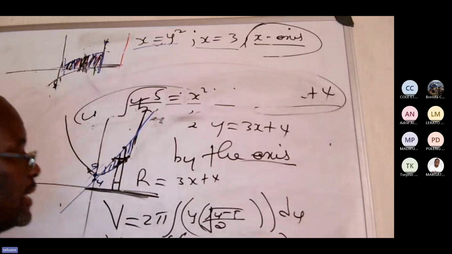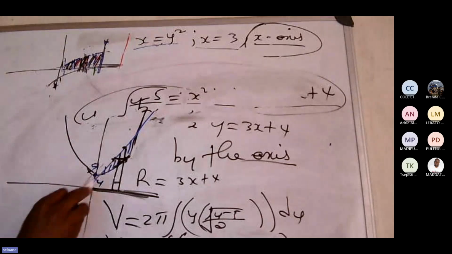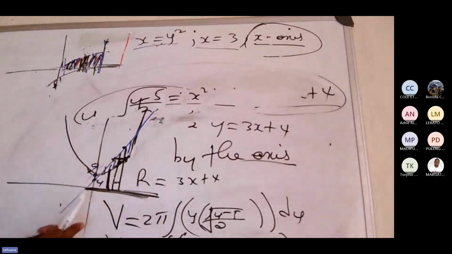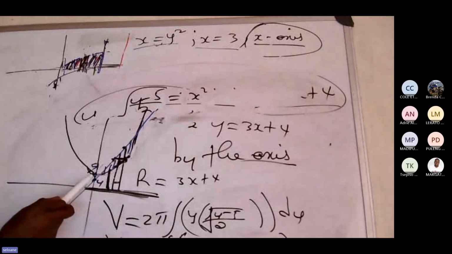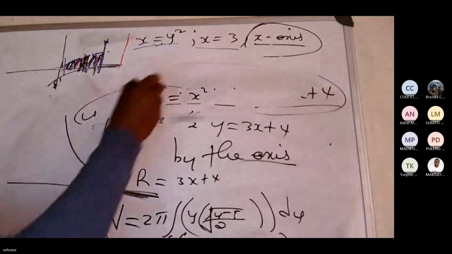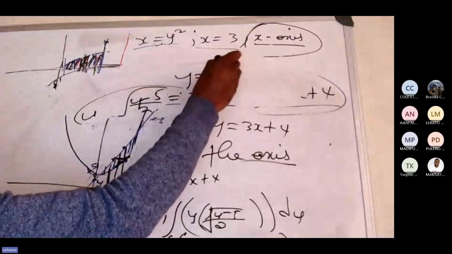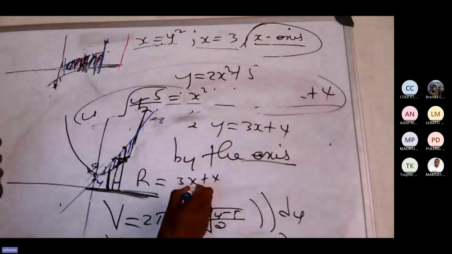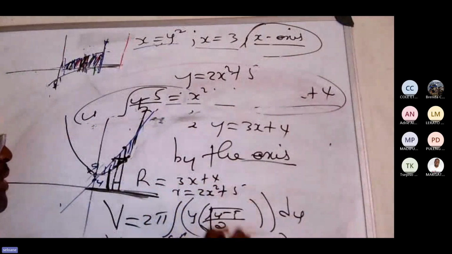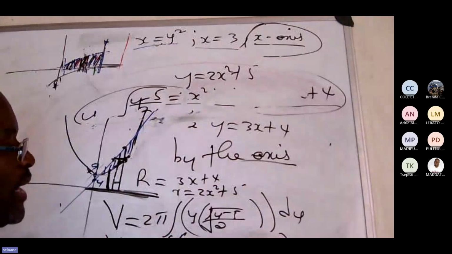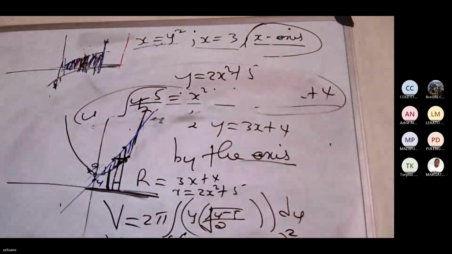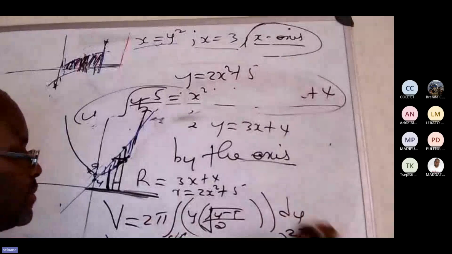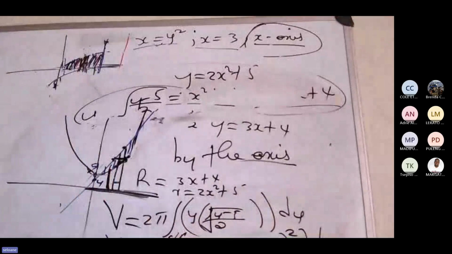Minus what? This is small r. What is small r? It will be y here minus y here. And what is y here? It's only this, which is y, which is 2x squared plus 5. Therefore, small r is 2x squared plus 5. Then it will be 2x squared plus 5 squared, then dx.